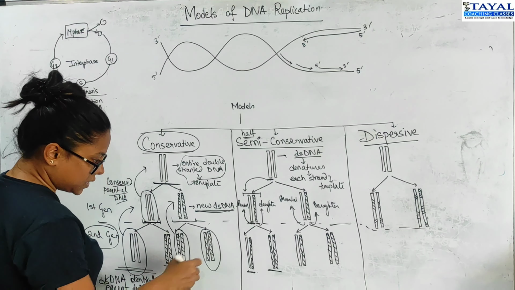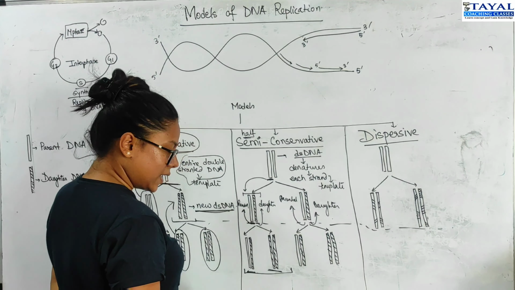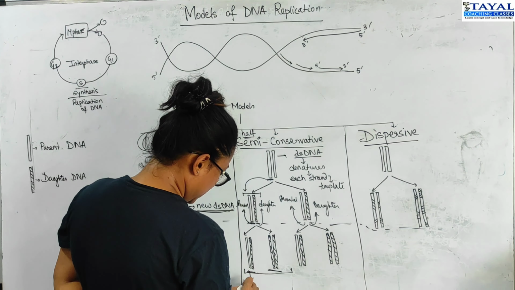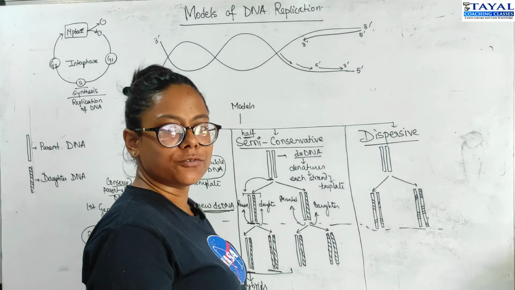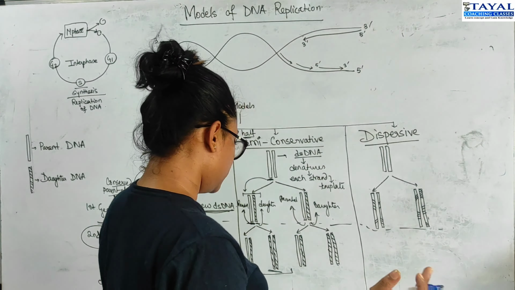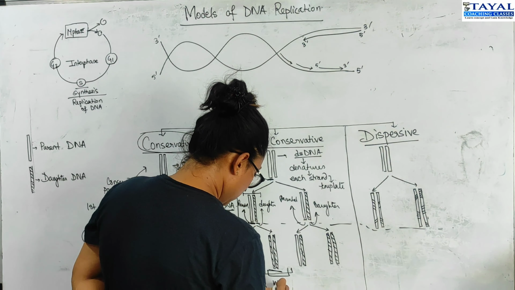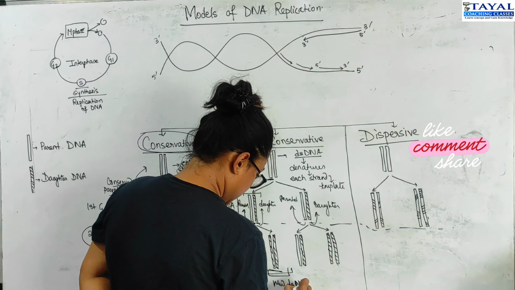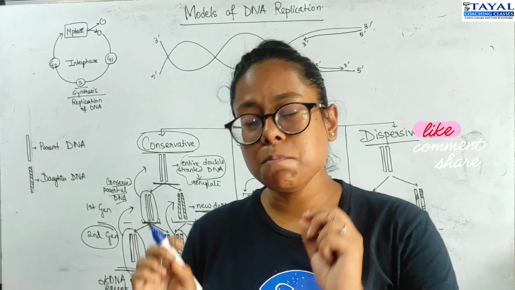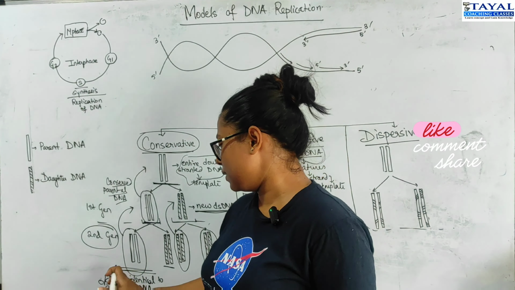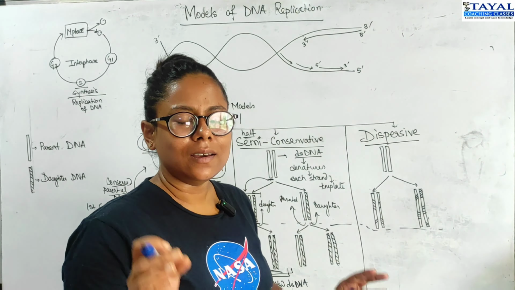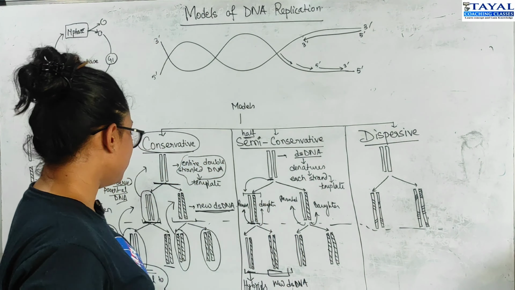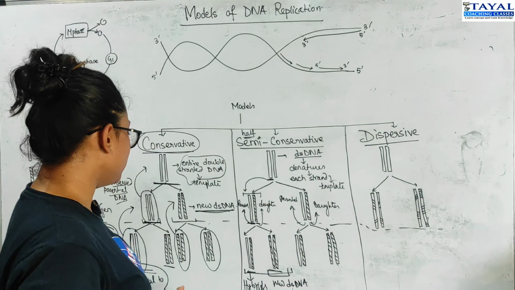right? But here, after the second generation, you will either have hybrids, right? So one strand of parental and one strand of daughter, or you will have entirely new dsDNAs. Correct? So this is the most important thing that is noticeable between the two, that the parental DNA is not conserved. You get hybrids in a semi-conservative model. However, in a conservative model, you will never get hybrid DNAs.